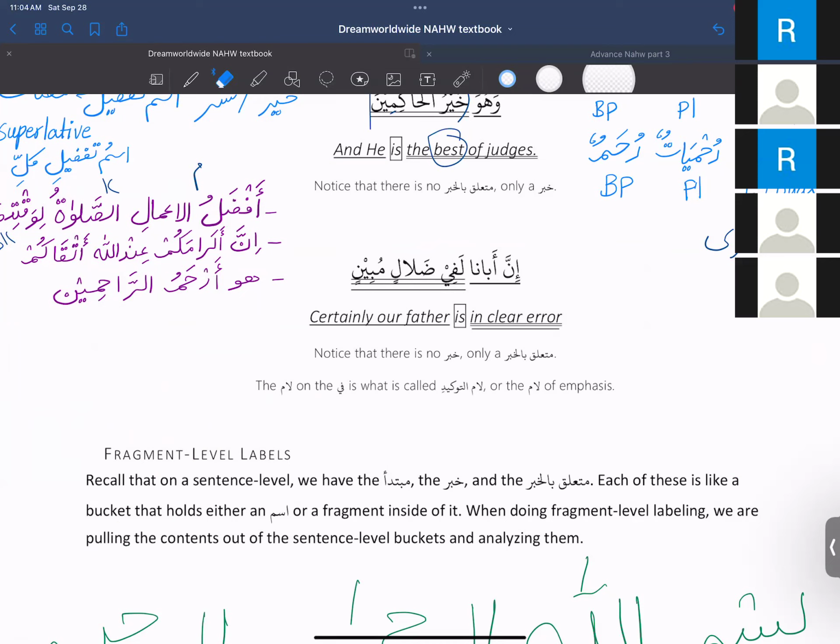Very good, barakallahu feek, good job. Certainly our father, he is in clear error. In clear error, yeah, very good. So inna, right, inna abana, they are together.